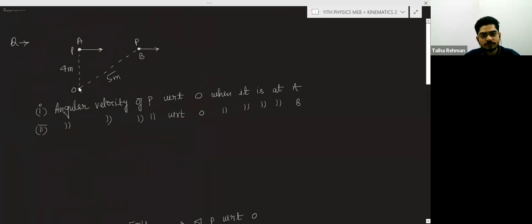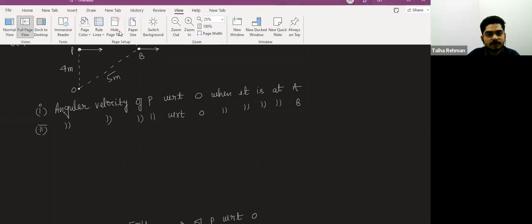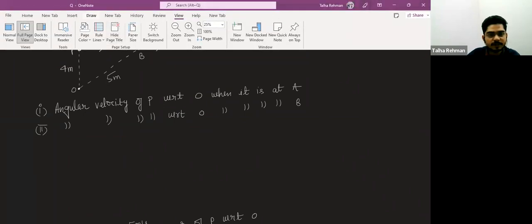This is the point O, and this is a particle P initially here, and this particle P is moving in this direction with a velocity of, I think, 4 meter per second, 10 meter per second, sorry. It is moving with 10 meter per second.